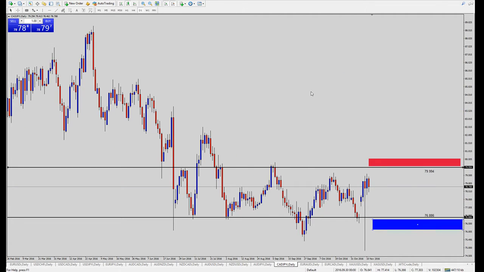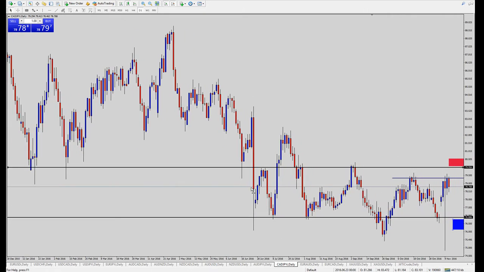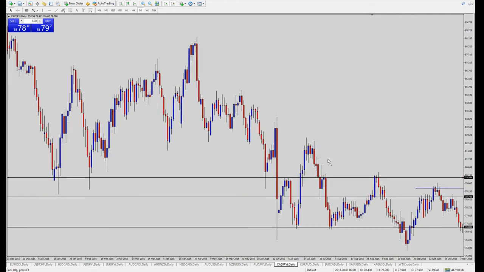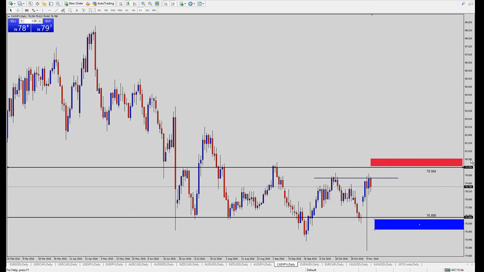Moving on, we have CADJPY. With CADJPY, it looks like it's heading up towards the resistance point, my resistance point. It looks like there's a small resistance point right here, if I could point it out. But it seems like it only tested around 2 times. Bear in mind, for this one, that's your main resistance point.